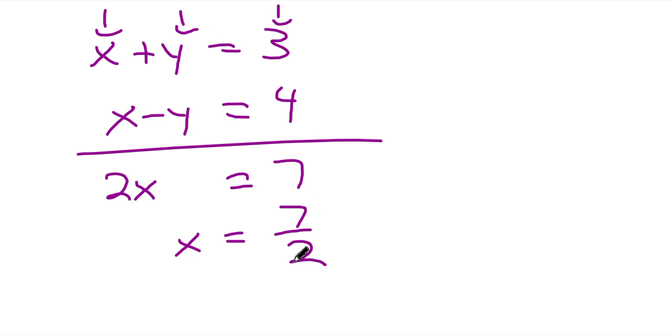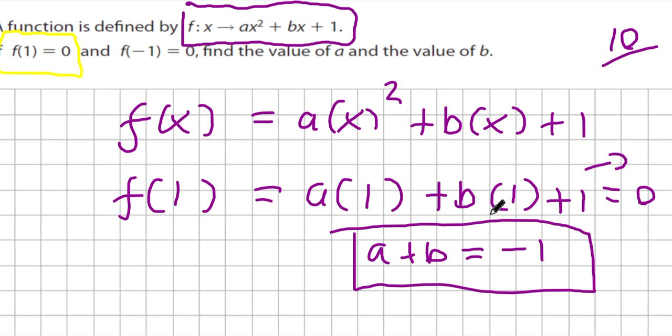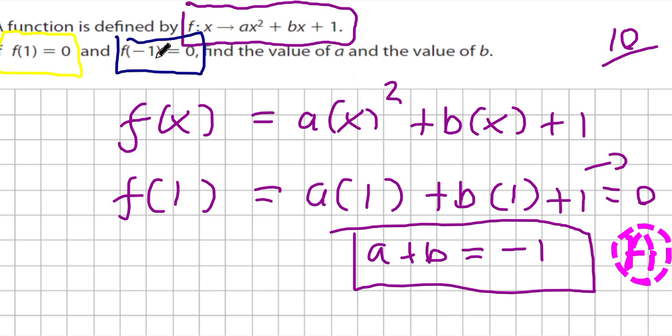7 over 2. With simultaneous equations, how many equations do you need? You need 2 of them, don't you? I currently only have 1. And we'll just call it, for argument's sake, big A. Now, where's the second one going to come from? Everybody see the blue box? Anywhere you see the input, replace it with minus 1, and the output is 0. Do that. Anytime you see an x, replace it with minus 1.